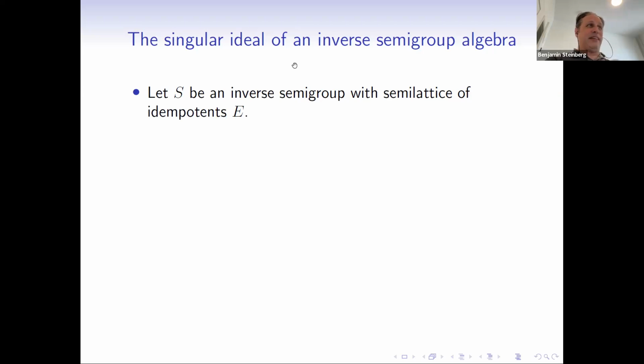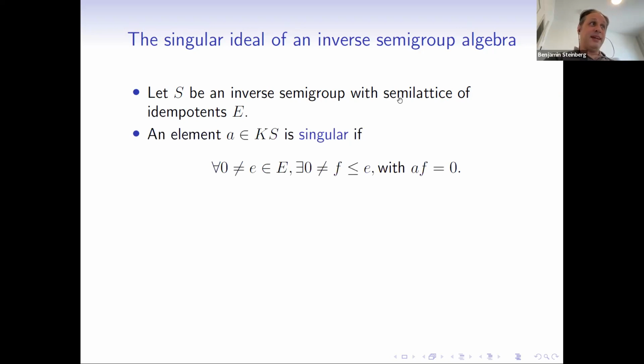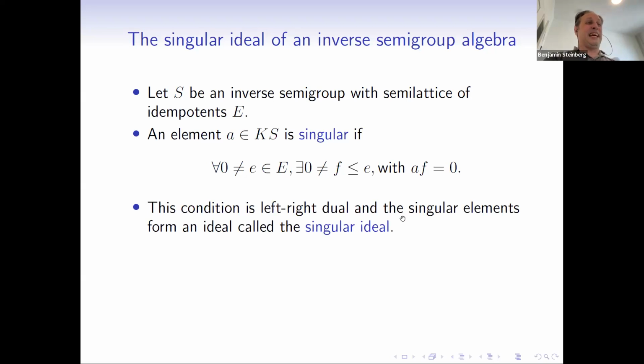So suppose S is now an inverse semigroup. It doesn't have to be Boolean, with semilattice of idempotents E. Then our key definition is that we define an element A of the algebra to be singular if, given any non-zero idempotent, there's a smaller non-zero idempotent which annihilates A on, say, the right. What it's saying is that the idempotents which annihilate A are dense in a certain sense. No matter how small you go, you can always find a smaller idempotent which annihilates A. And that condition is actually left-right dual. From there, you can get that these elements form an ideal, which we call the singular ideal.